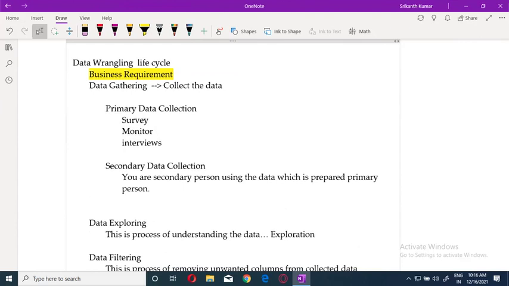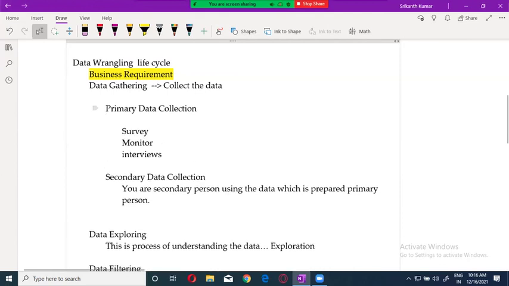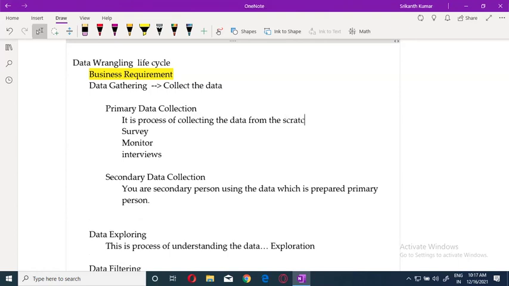So primary data collection is the one where you are collecting the data from the starting, from scratch, as per your requirement. It is a process of collecting the data from scratch, and that is called primary data collection, guys. Now again, remember this, you are collecting the data, and you know what data you are collecting.